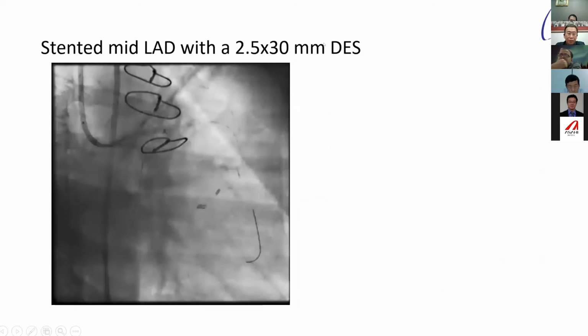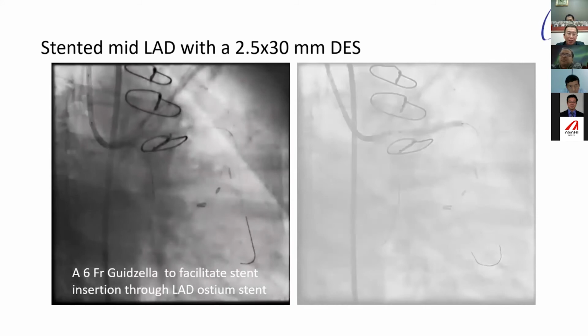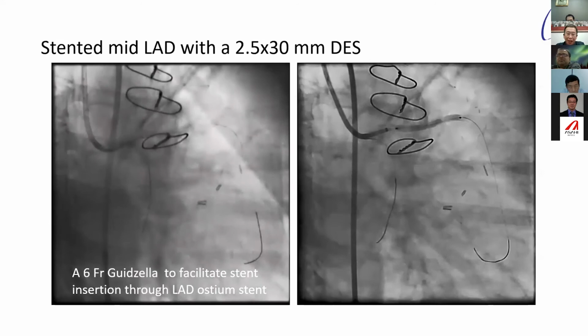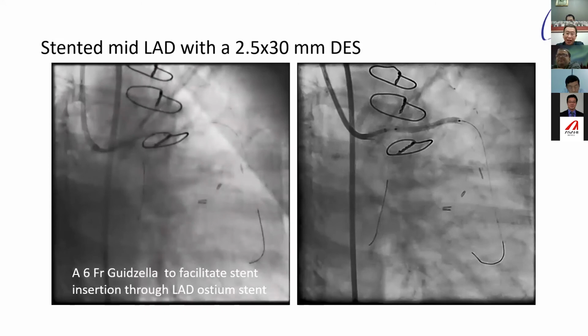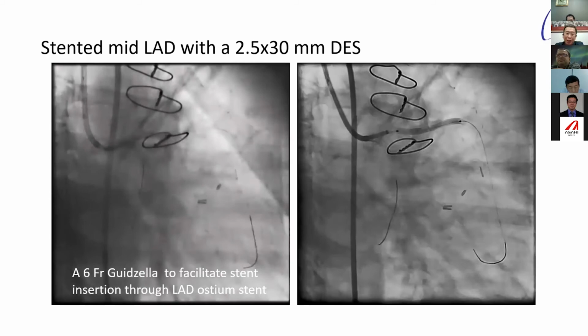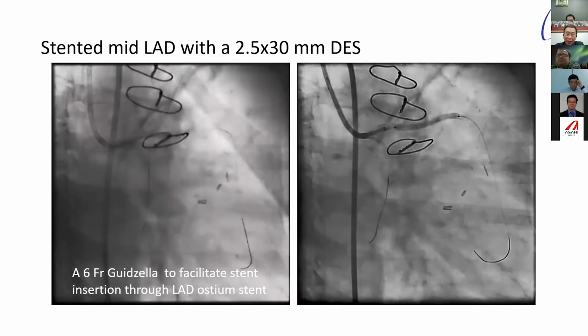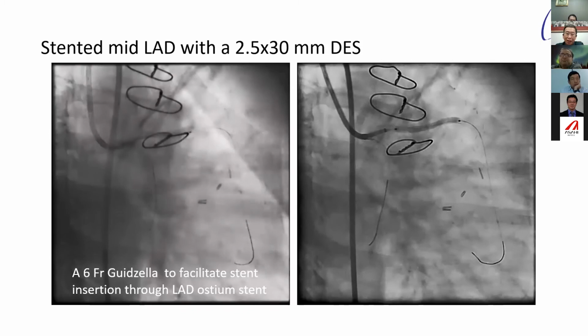However, why I want to fix the mid LAD, there are some problems. Since I already stented the LAD ostium, which is a separate ostium to the circumflex, and the guiding catheter stays outside these two stents, the guide wire in the circumflex made it difficult to handle the guiding catheter and make the stent cross, since the guiding catheter cannot support the stent in.